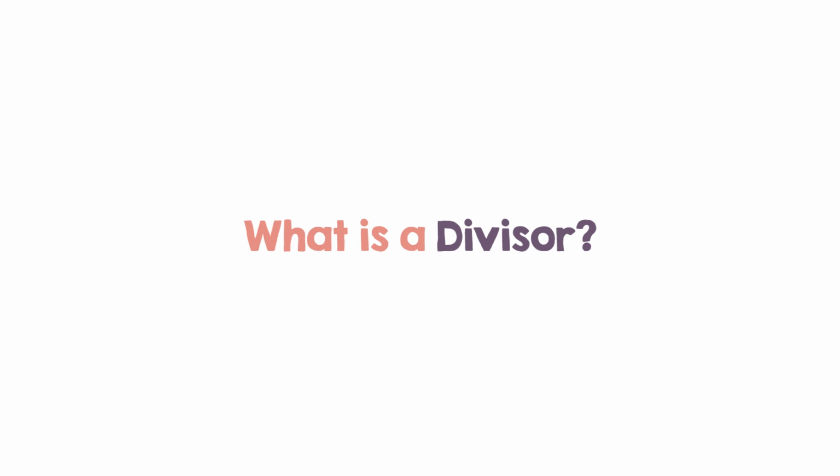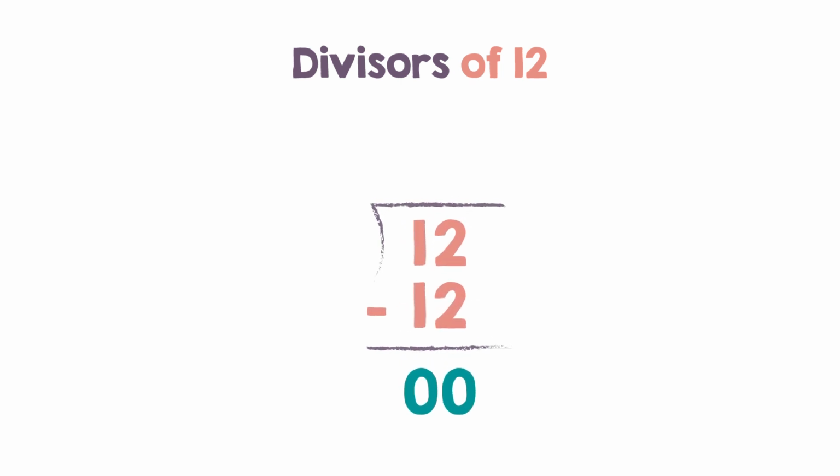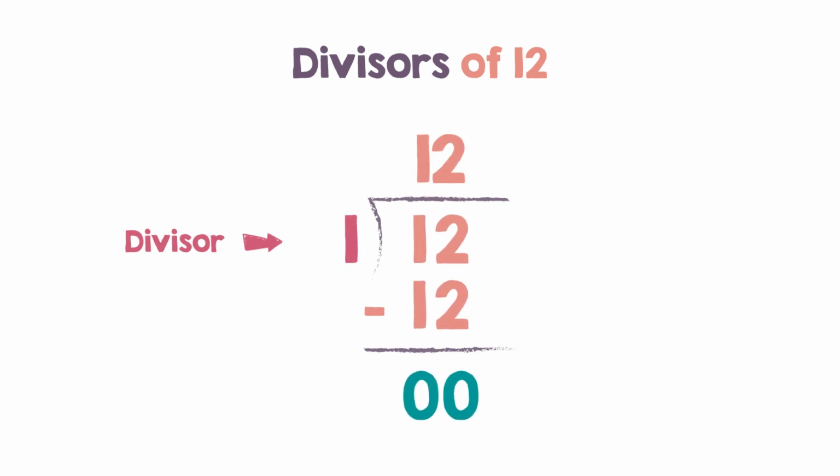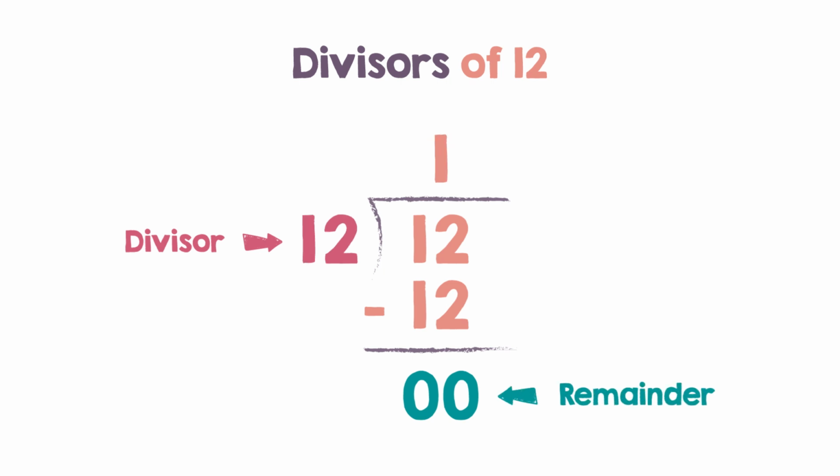A divisor is a number that divides another number evenly. For example, the divisors of 12 are 1, 2, 3, 4, 6, and 12. That means each of these numbers can divide 12 without leaving a remainder.